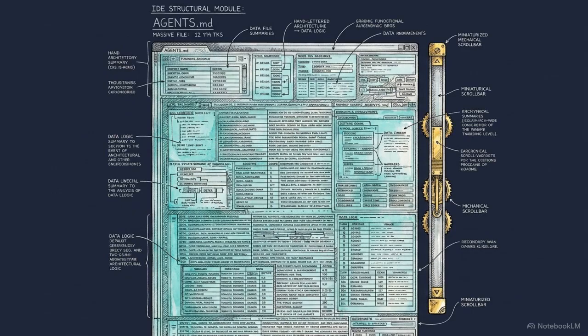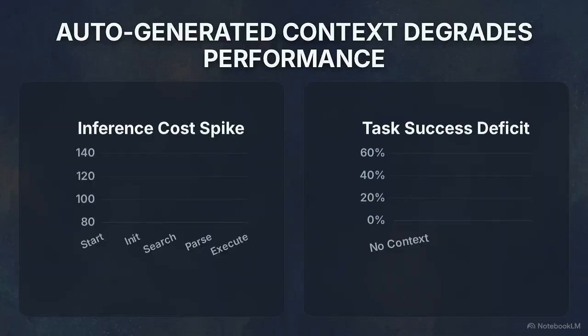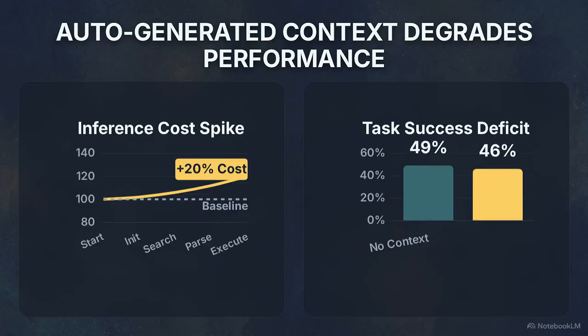There is also a steep operational cost to bloated context files. It's a common industry practice to use LLMs to automatically generate massive architectural overviews, bootstrapping an agent's understanding of a codebase. A 2026 ETH Zurich study evaluated auto-generated context files. On the left, raw inference costs spike by 20%. On the right, task success rates actually drop by 3% compared to providing absolutely no context files.